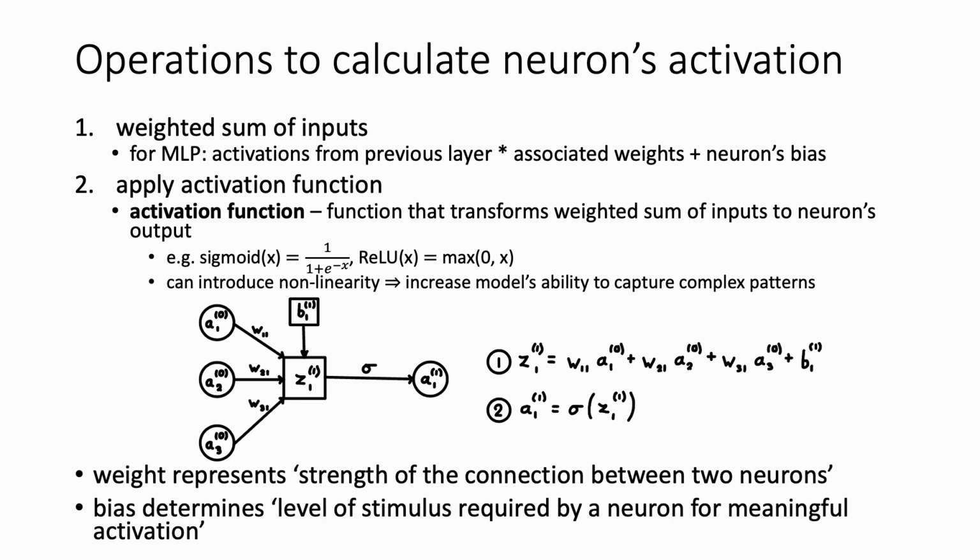From these two operations, we can see that a weight can be thought of representing the strength of the connection between 2 neurons. This mirrors an idea in neuroscience that neurons that fire together wire together. The bias value then determines the level of stimulation required by a neuron for meaningful activation.